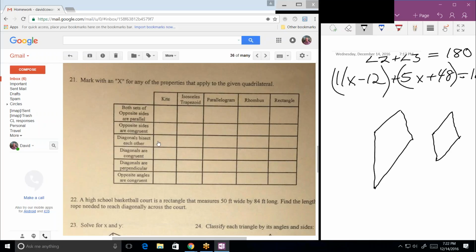Okay. Do the diagonals bisect each other? No. Well, they do not. One does. One diagonal bisects the other. In other words, the longer diagonal bisects the shorter diagonal, but that's it. So the answer is no, for sure, because it indicates that they both bisect each other. Diagonals are congruent. No. So far we got nothing but no's. Diagonals are perpendicular.